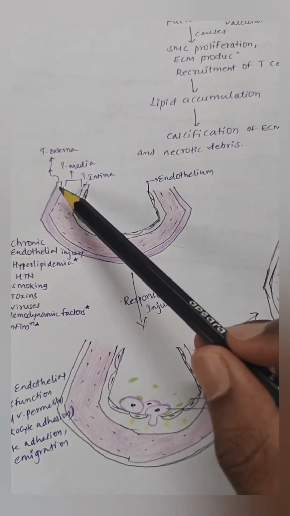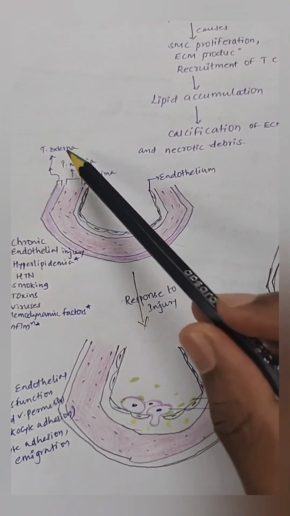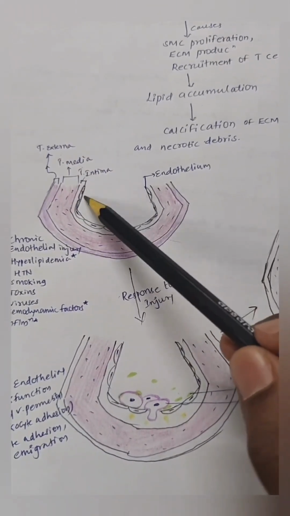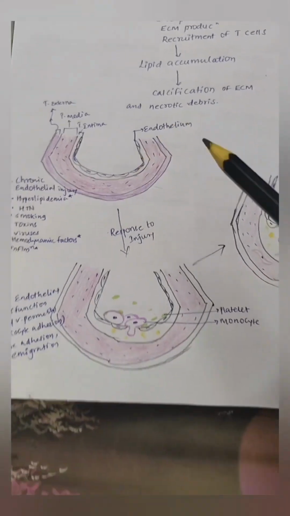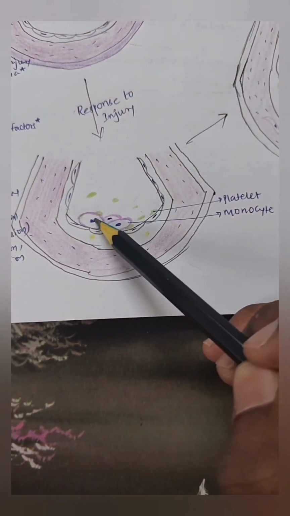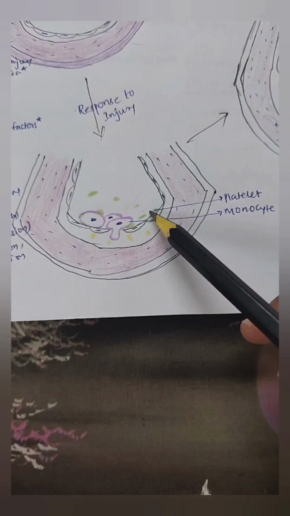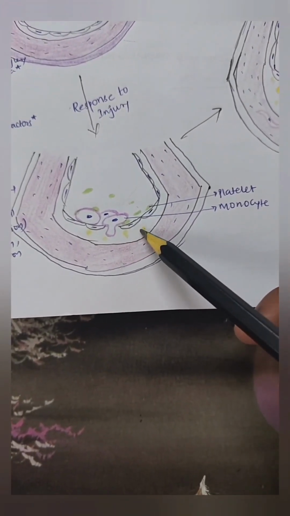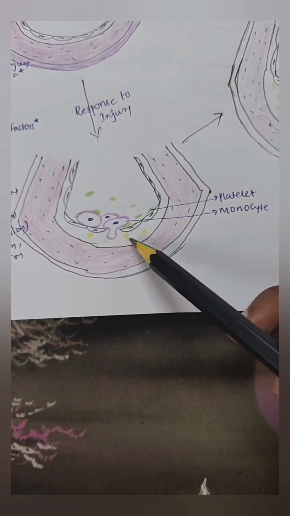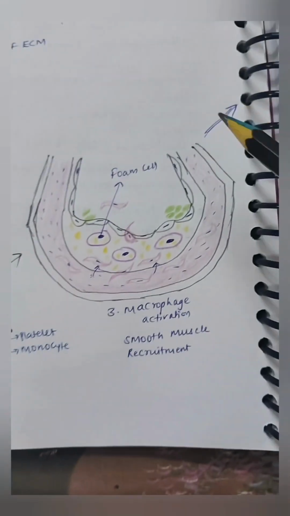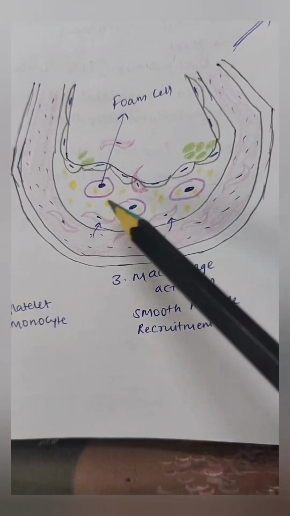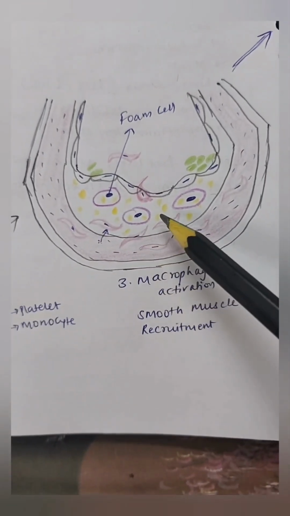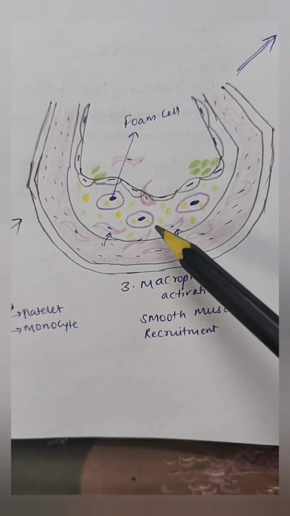I will explain this. This outer line will be resembling tunica externa, and this middle one will be tunica media, and this is tunica intima, and this one is endothelium. And in this diagram you can see these are monocytes and this green one are platelets, and in tunica intima you can see yellow color, so this will resemble the lipoproteins or lipids. In this diagram these are smooth muscle cells coming from tunica media into the tunica intima, from lumen to intima.